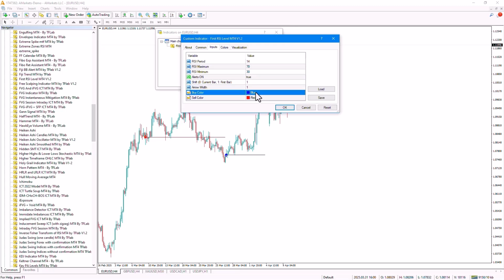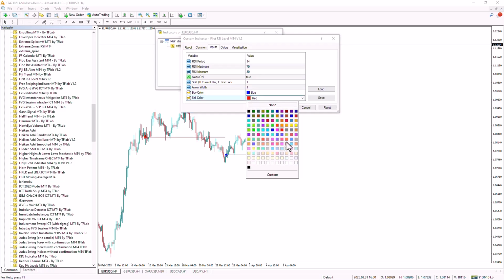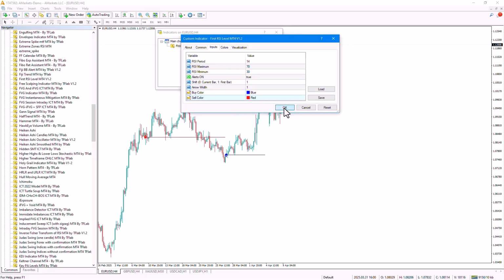In the next section, we can adjust the thickness of the signals, which can be changed from 1 to 5. In the next section, we can set the color of the buy signal. Along with that, we can change the color of the sell signal to our desired color.